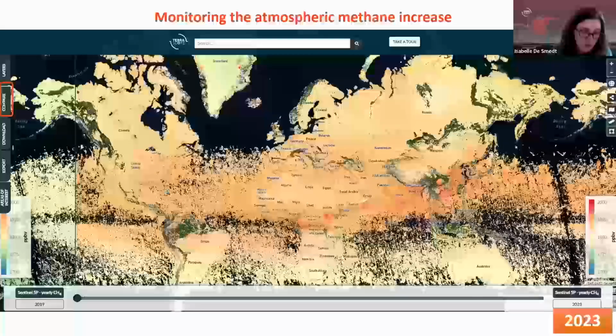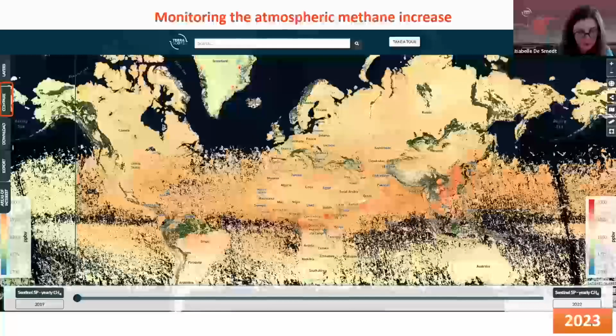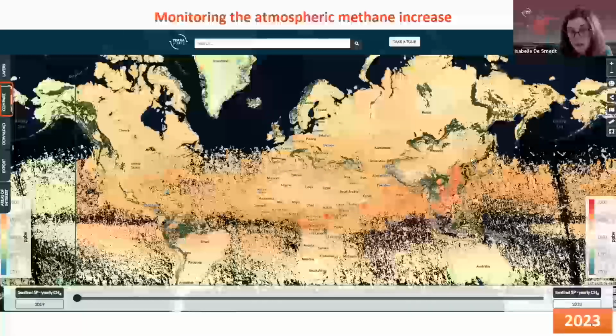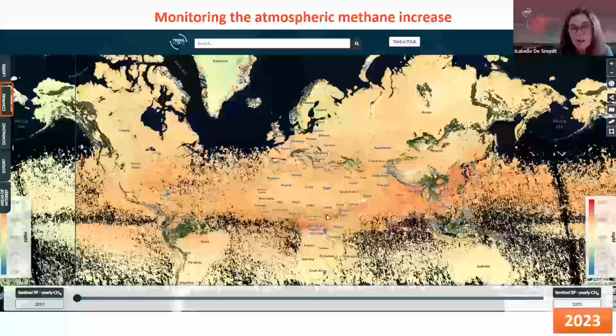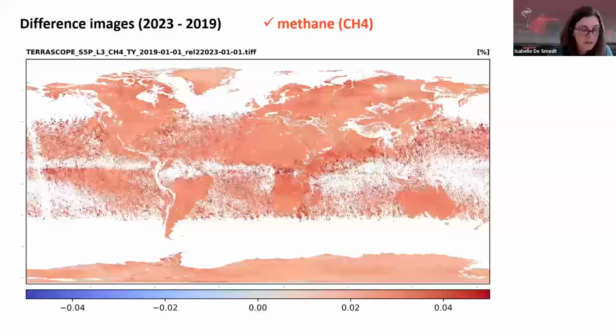However, some regions pop up with larger emission, in particular Central Africa here. So here again, I made a different map of methane in relative units, so in percent. And you see that the global increase is about, let's say, 3% globally, but over Central Africa, the increase is almost twice larger, and also here in South Sudan.